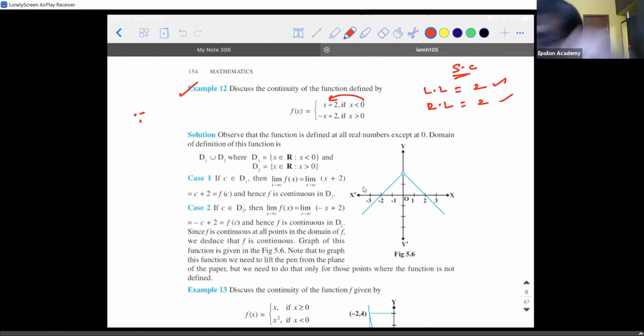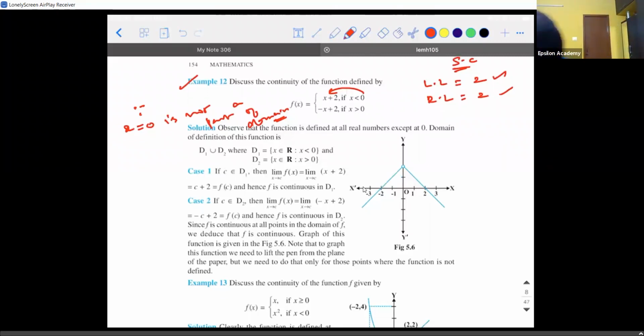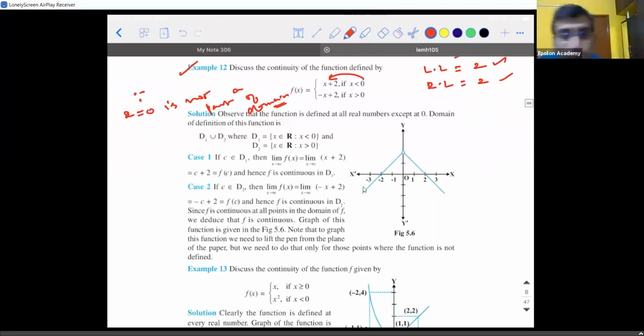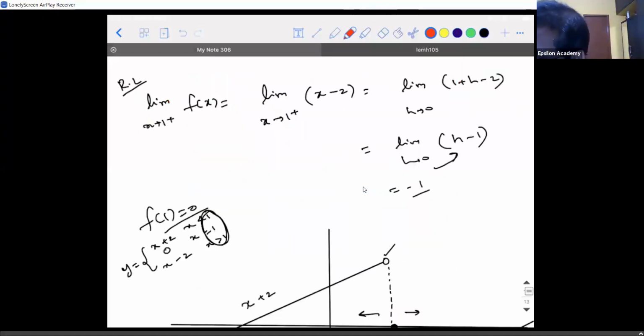Since x equal to 0 is not a part of the domain, we need not worry about the function value of it. Other than all those points, what can you say? It is continuous. Okay. So that is the meaning. I hope you guys know how to do this problem, right? If they ask it in the exam, how will you do it? So what are the steps to be written?